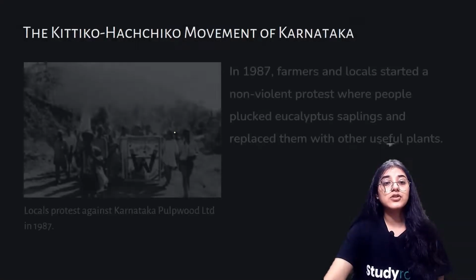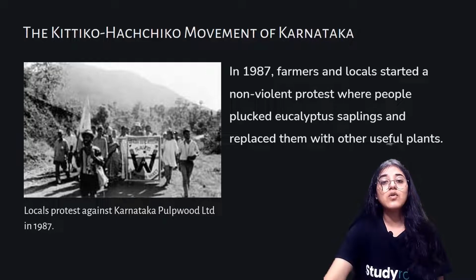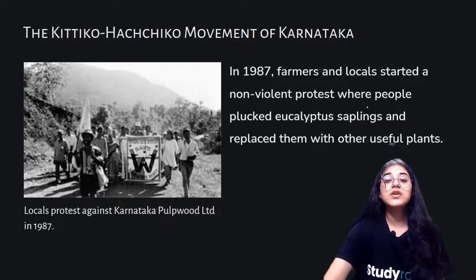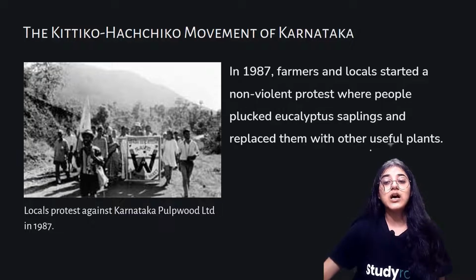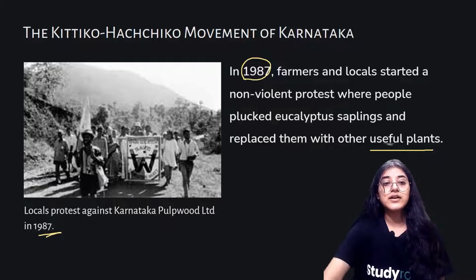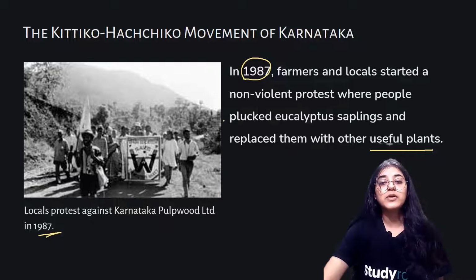Okay, then going further to the Chipko-like Appiko movement of Karnataka. So what happened in 1987? The farmers and locals started a non-violent protest where they plucked the eucalyptus saplings and replaced them with other useful plants. The local protest was against the Karnataka Pulpwood Limited in 1987. Because of this, they started this Appiko movement of Karnataka.